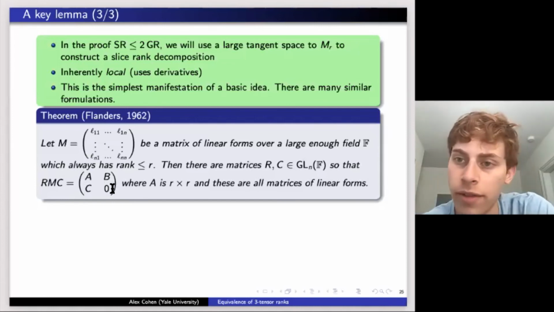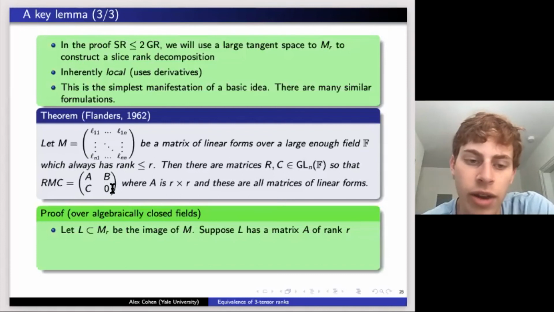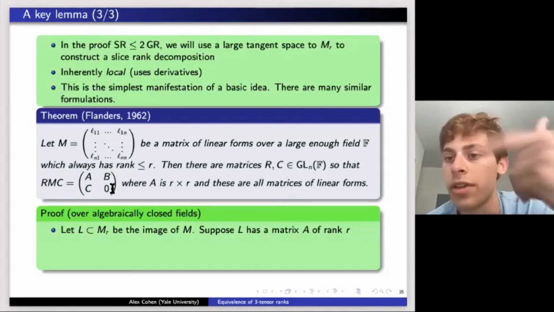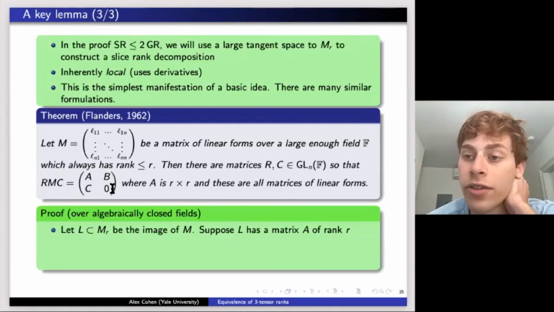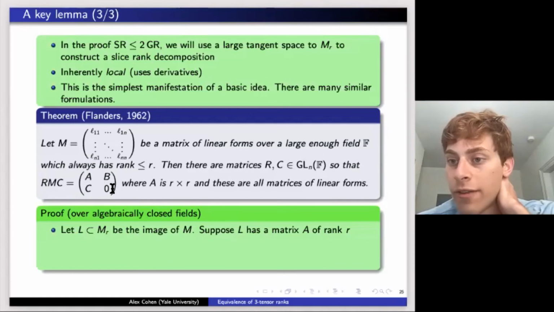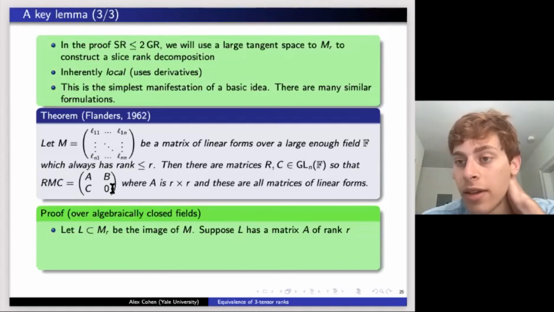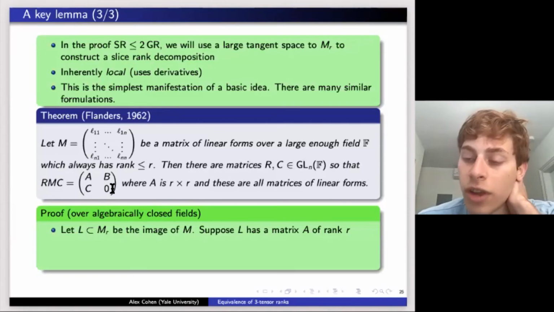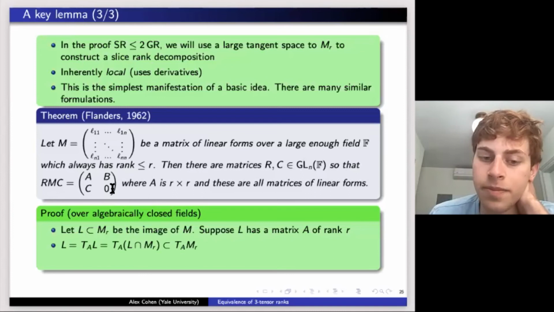It's really a similar flavor, and you can use our theorem to rederive Flanders' theorem over algebraically closed fields. So we can take the image of M by looking at all of the possible matrices you get for all possible inputs. And because the entries are linear, this is a linear subspace of the rank R matrices. And the hypothesis is that every matrix in this subspace has rank R.